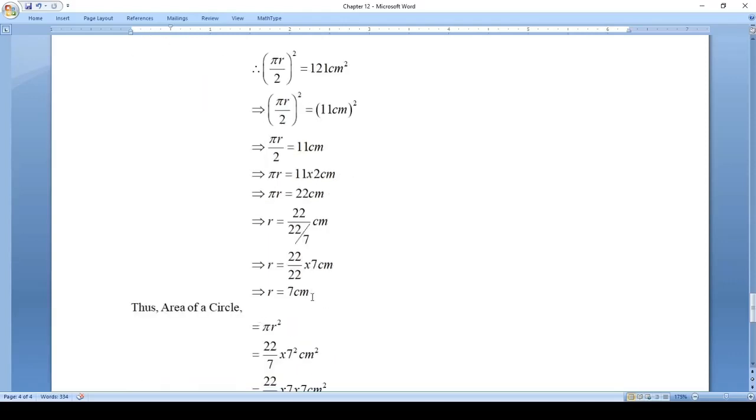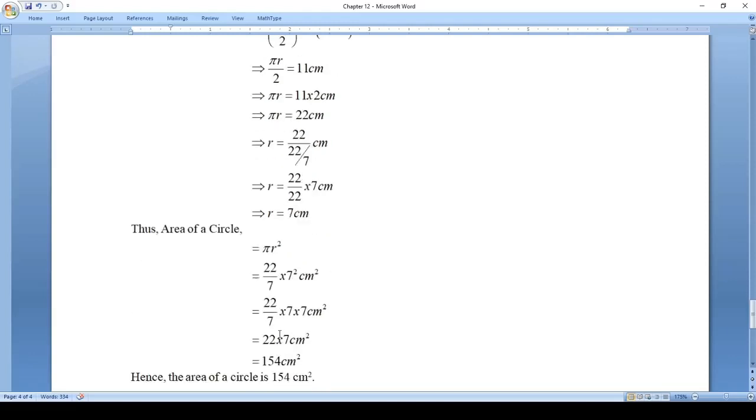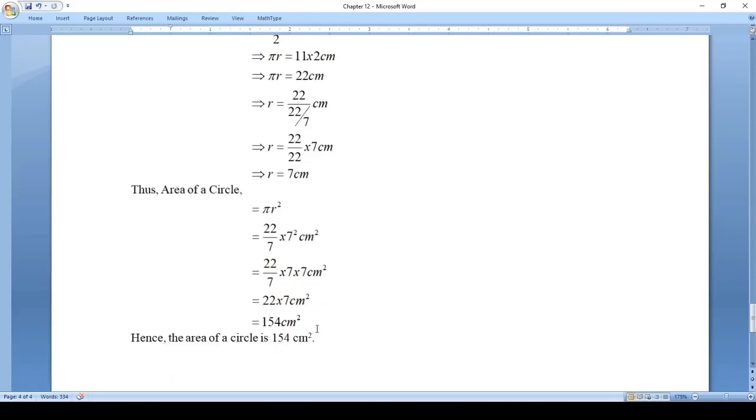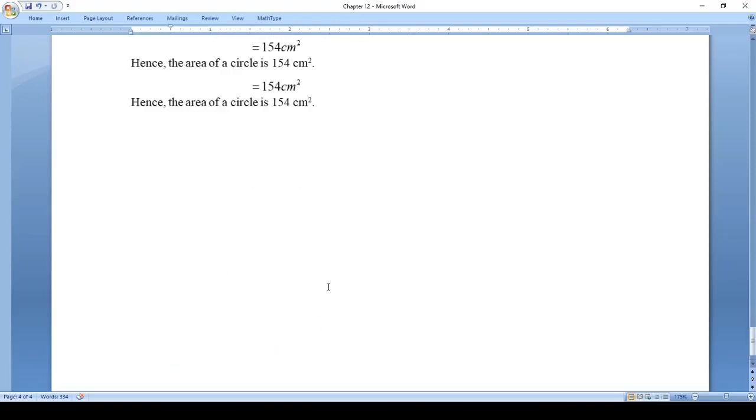Now once we know the radius, you can easily find out the area of the circle, because the area of a circle is given by pi r square. Therefore pi is 22 by 7 multiplied by r is 7, therefore 7 square. Cancelling 7, you will have remaining only 22 multiplied with 7, which is 154 centimeter square. Okay, hence the area of the circle is 154 centimeter square.